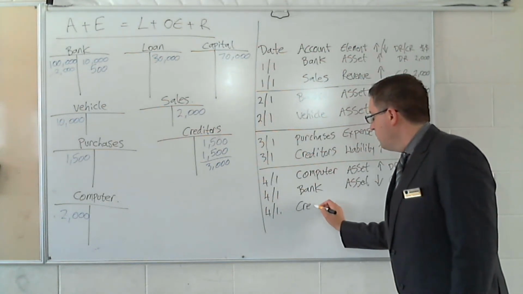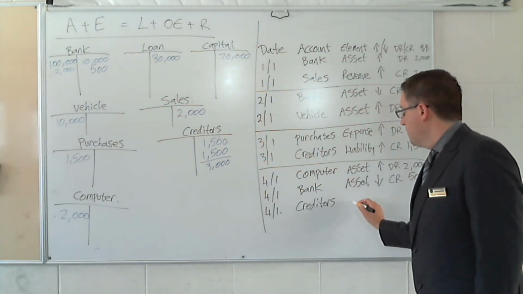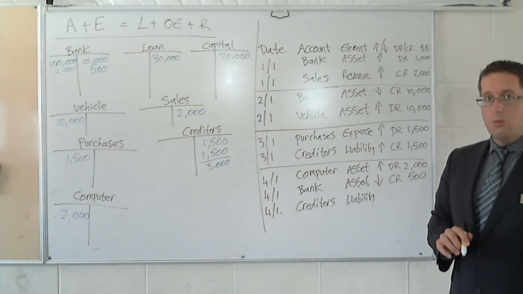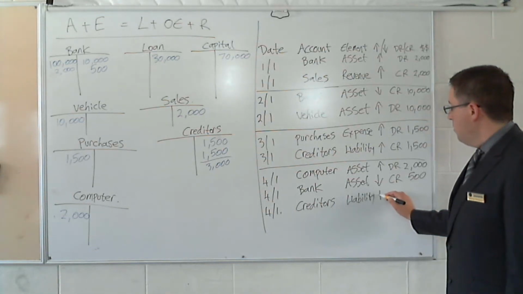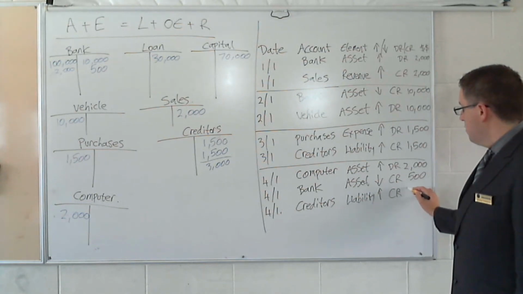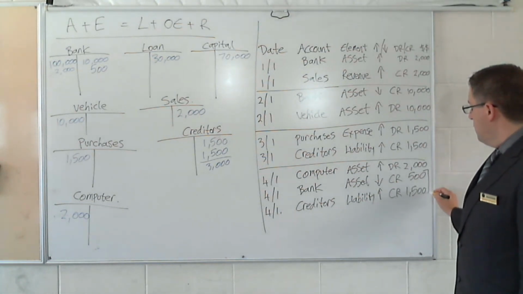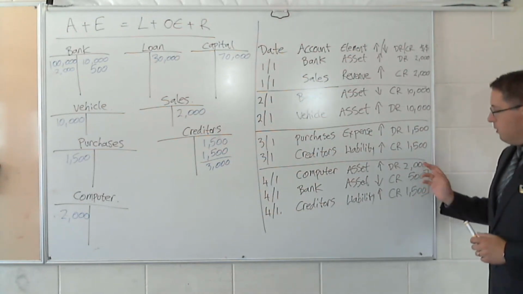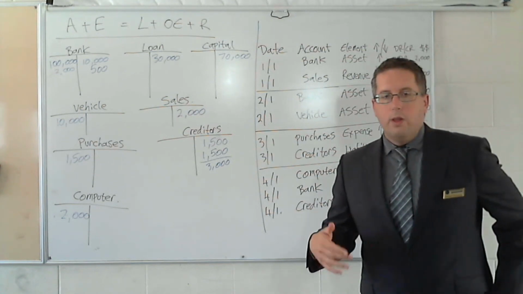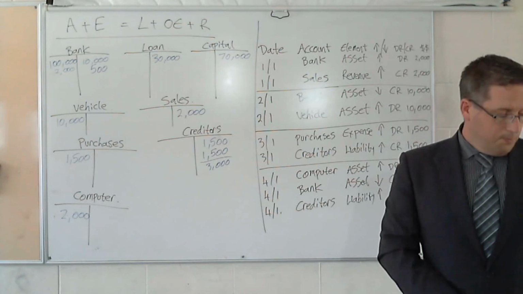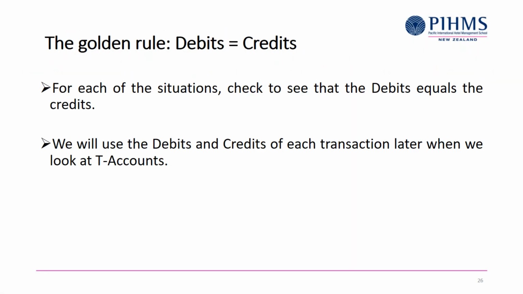And finally, we have creditors. That's a liability. That's the amount that we owe to the supplier. The amount that we owe, well, that's gone up again as well. Use the debit credit table. That's also a credit, 1,500. You'll notice that if you total the credits, the two credits, that equals the debits. So as you record each transaction, you need to make sure that the total debits equals the total credits. Okay. Which is what I've done. Golden rule, debits equals credits.